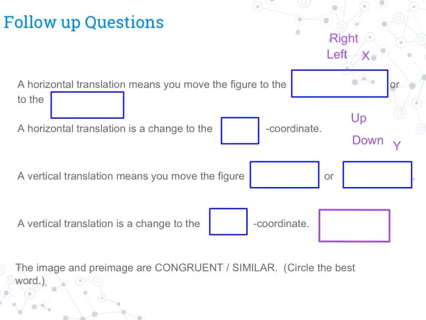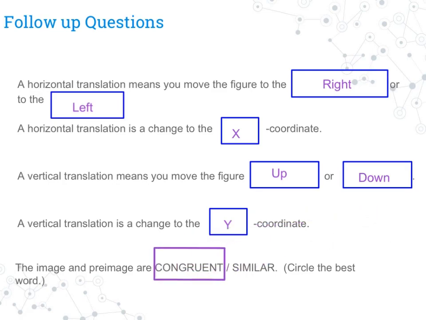So we have a few follow-up questions to talk about our translating. So remember, horizontal translating means that you move the figure either to the right or to the left. And a horizontal translation is the change in the x-coordinate, going from left to right. A vertical translation means that you move the figure either up or down, and a vertical translation is a change to the y-coordinate.